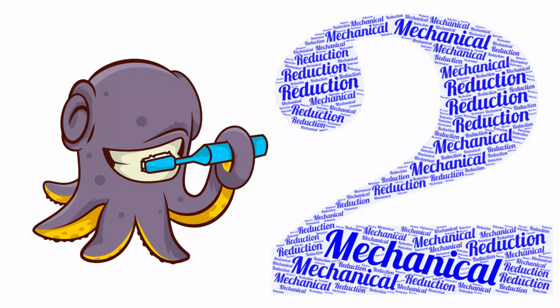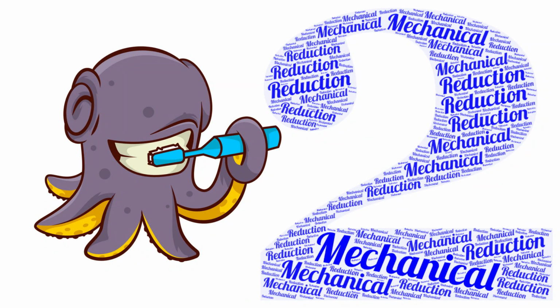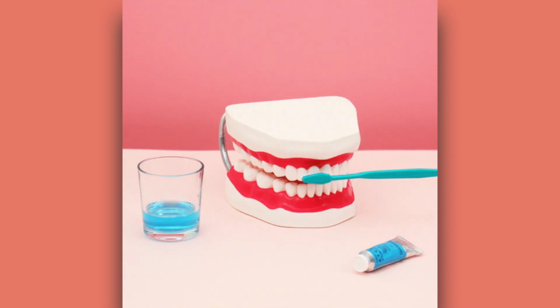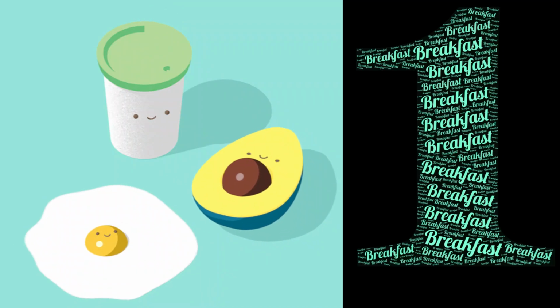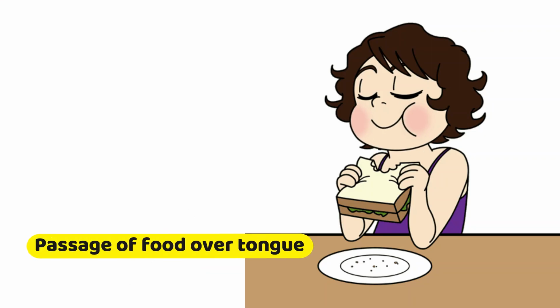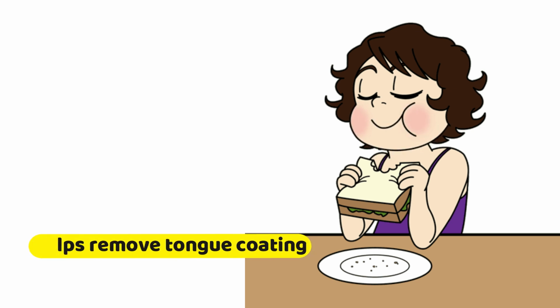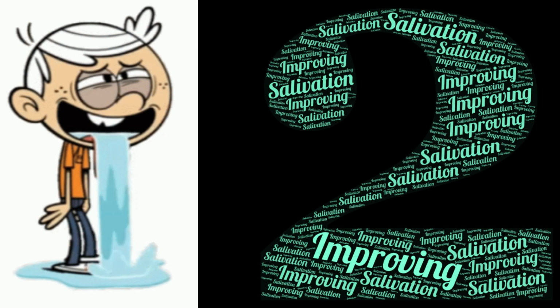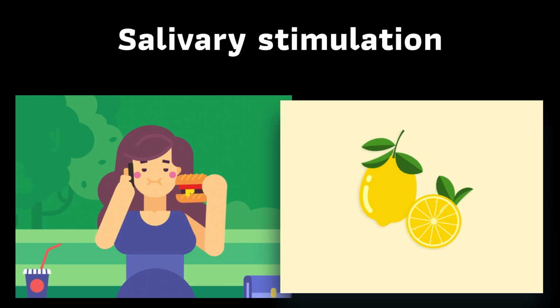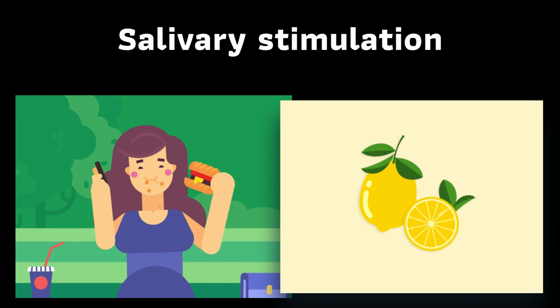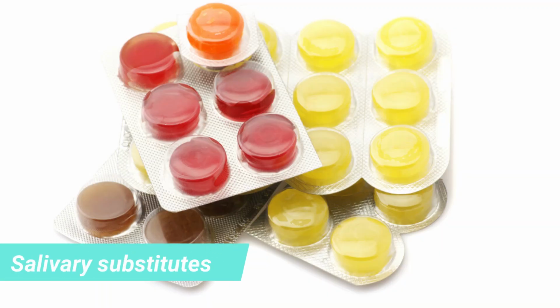The second method of management is mechanical reduction of microorganisms and their substrates. The things that may help you clean the microorganisms and their substrates include: first, a solid breakfast. So, passage of solid food over the surface of your tongue can help you remove the tongue coating. Second is improving reduced salivation. Salivary stimulation by eating breakfast, chewing or consuming acidic food also helps improve the salivary flow. And as we have already discussed, sometimes you may need salivary substitutes if your body is not producing sufficient saliva.